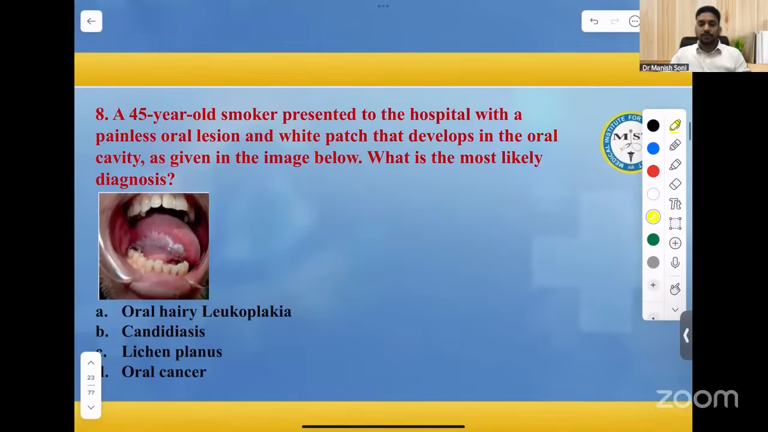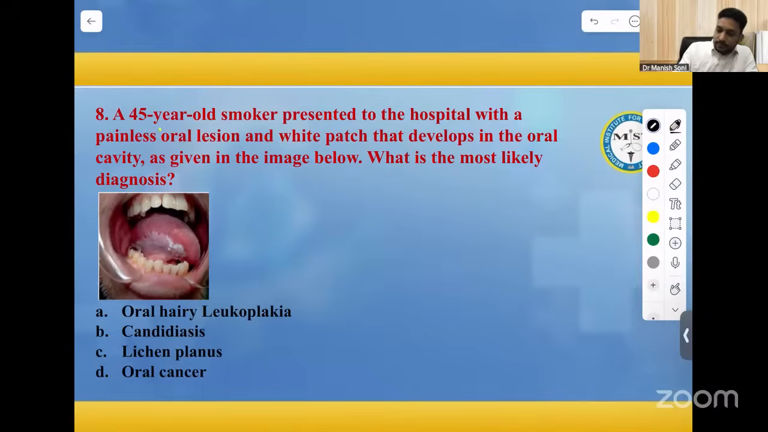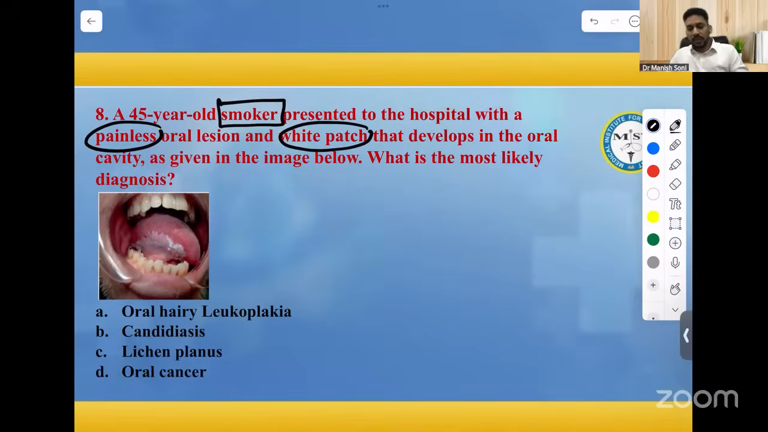Coming to the next question. A 45-year-old smoker presented to the hospital with a painless oral lesion and white patch that develops in the oral cavity, as given in the image below. So these are painless oral lesions, white patch, patient is a smoker. In the oral cavity, what is the most likely diagnosis?